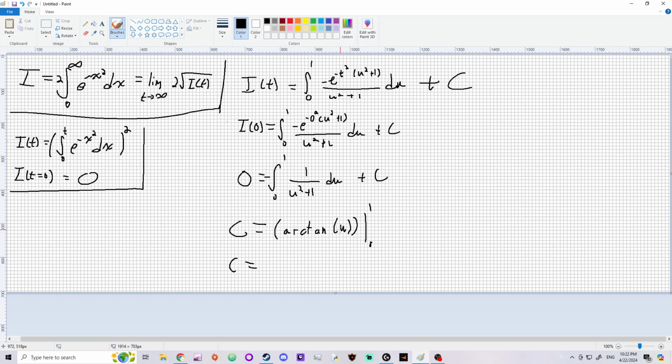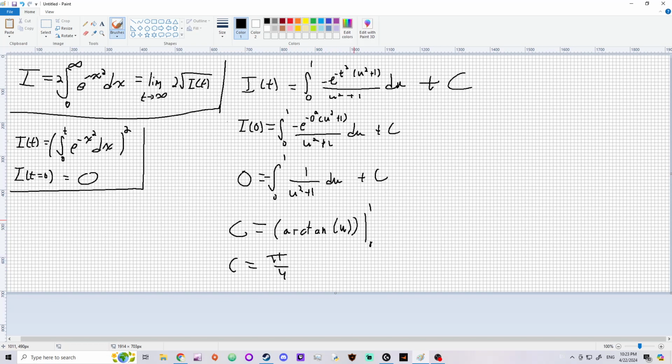Arctan of 1, what is it? It's sine over cosine, so it has to be some angle where the numerator and denominator are the same. So it's 45 degrees, pi over 4. So we have pi over 4, right?